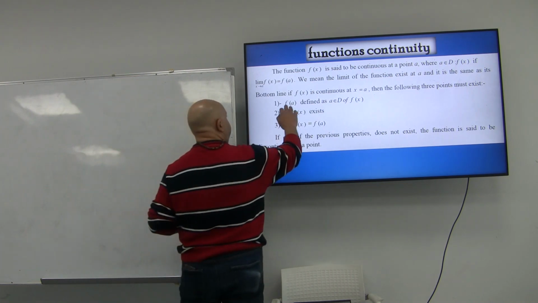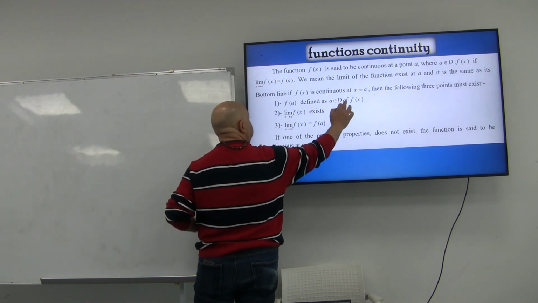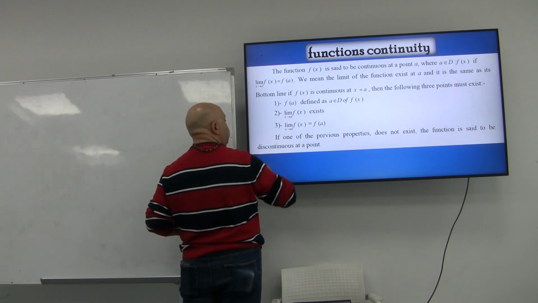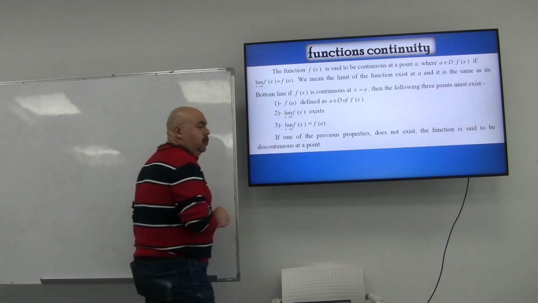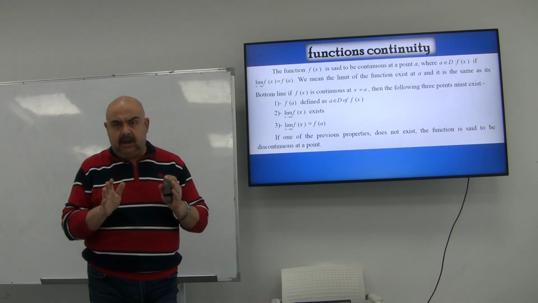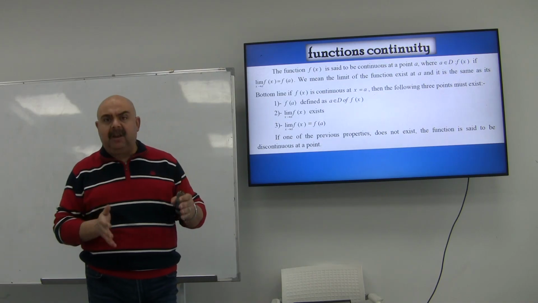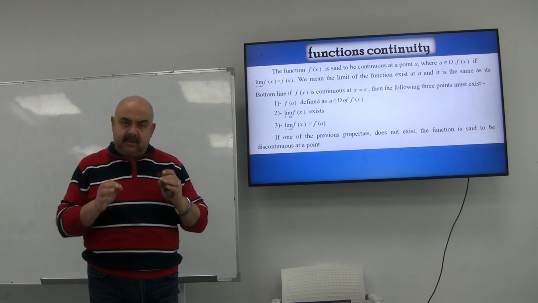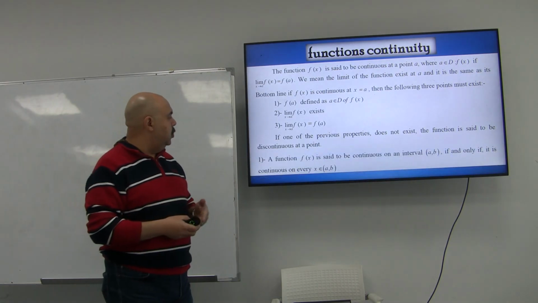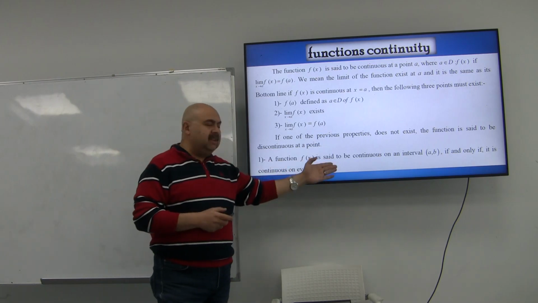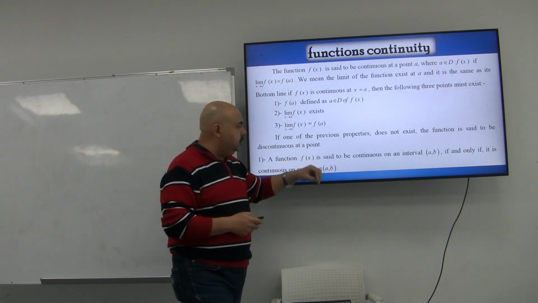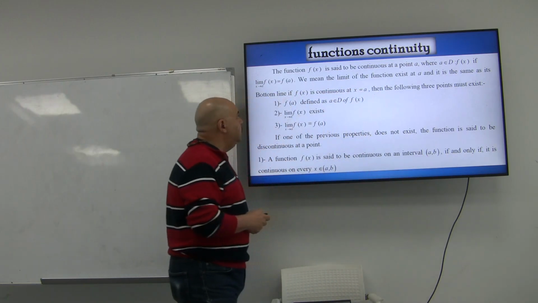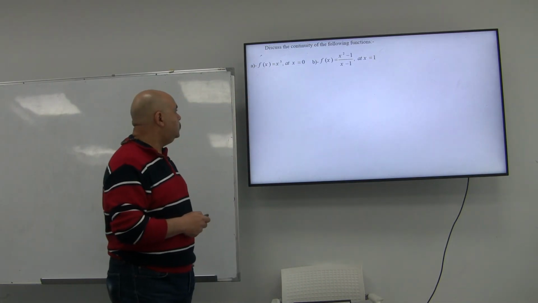So first of all, f of a is defined, as a belongs to the domain of f of x, the limit of the function exists, and both of them equal each other. Once the definition equals the value of the limit, then the function is continuous at this point. Also, for a function to be continuous on a certain interval, it should be continuous at each point of the interval.